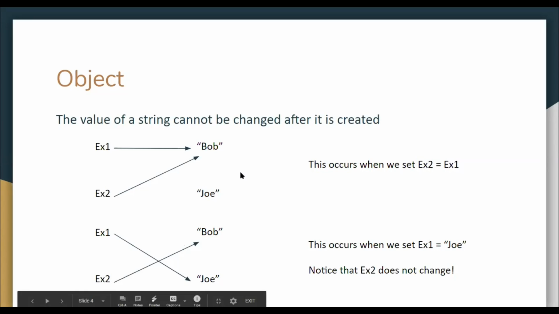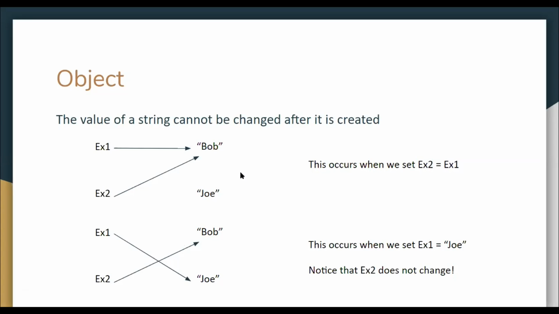This differs from a regular primitive. For example, if I created a value x and y, and I set x equal to 1 and y equal to x, then y would be equal to 1. And if you change x, y would also change with it.